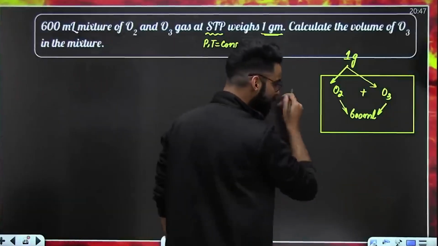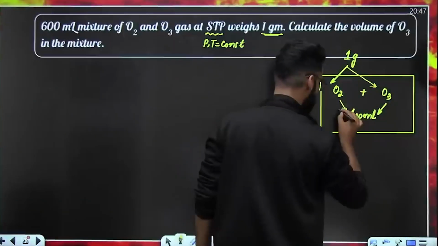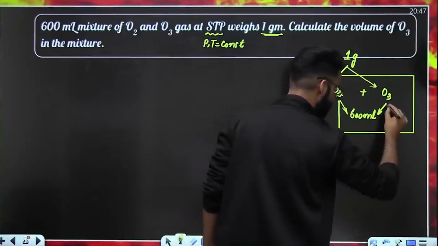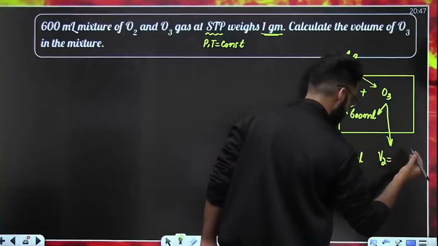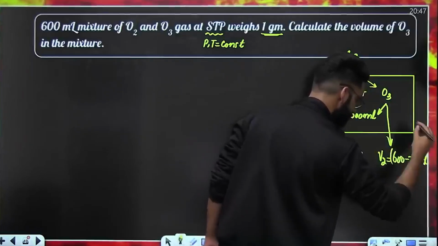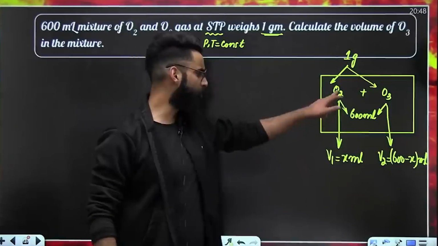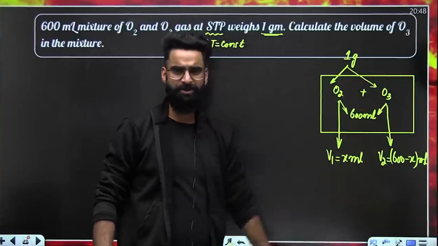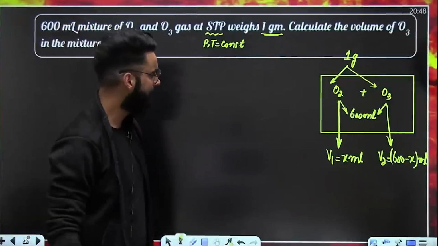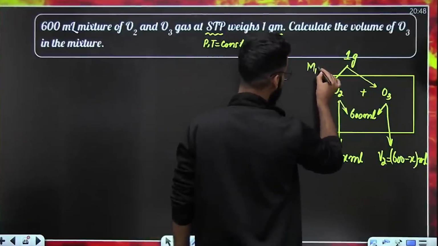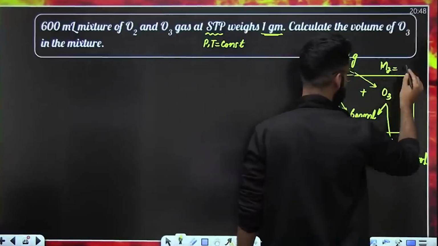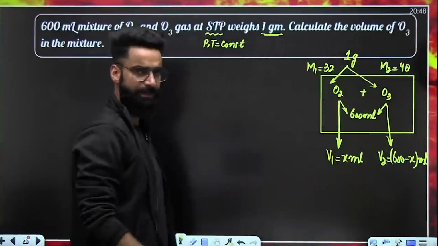Let's assume in 600 ml of gaseous mixture, the volume of O2 is, for example, x ml. Therefore, the volume of O3 over here is going to be 600 minus x. Do you agree with this? Assuming that the volume of O2 in the mixture is x ml, therefore the volume of O3 in the mixture has to be 600 minus x. If I ask you, what about the molar mass of O2, which I'm representing by M1? 32 grams per mole. Molar mass of O3, which I'm representing with M2, 48 grams per mole. Correct? As simple as that.